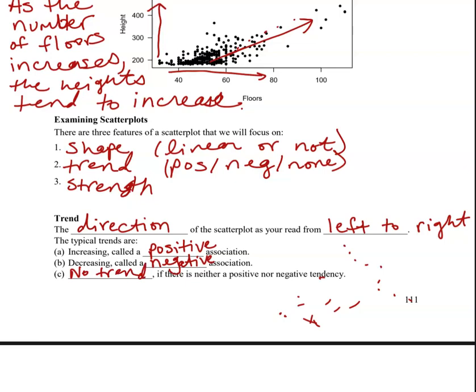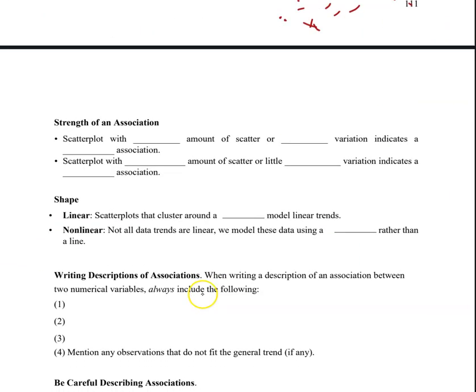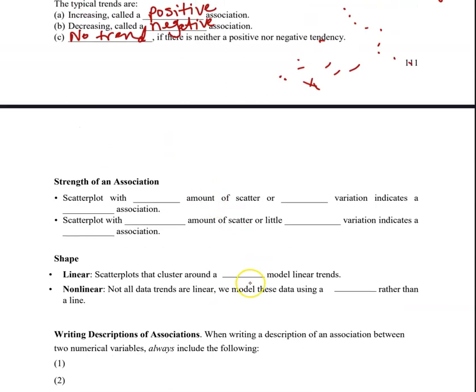Okay? The strength would be how close together or spread out those points are. So a scatter plot with a small amount of scatter or vertical variation indicates a strong association. So the closer the points are together, in other words, the stronger the association.